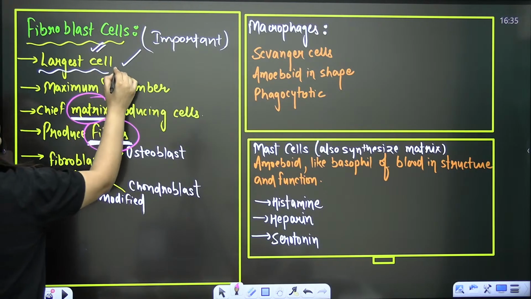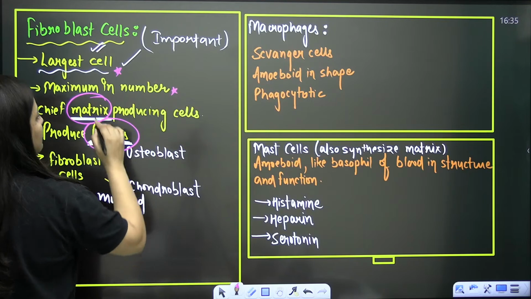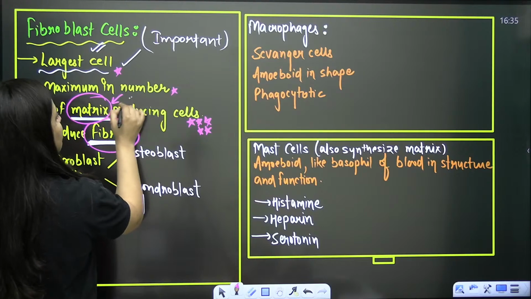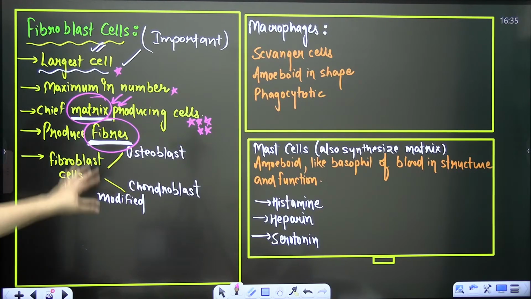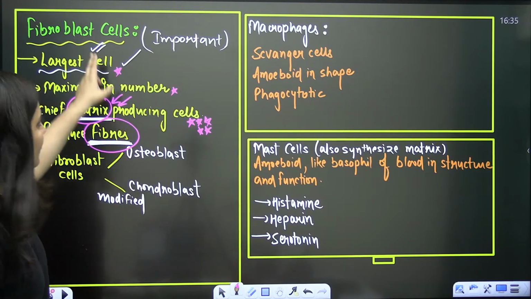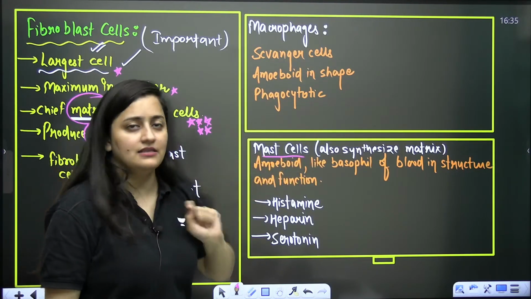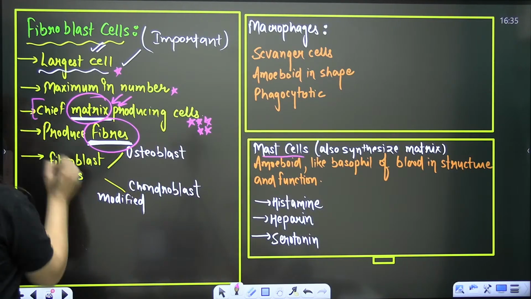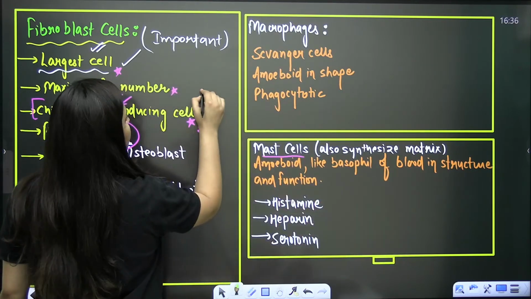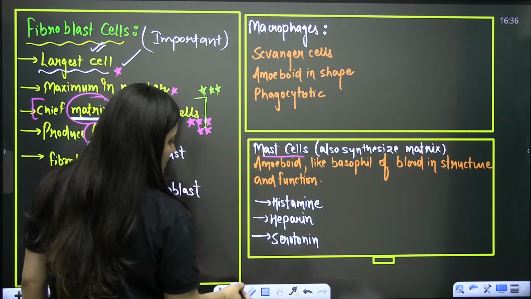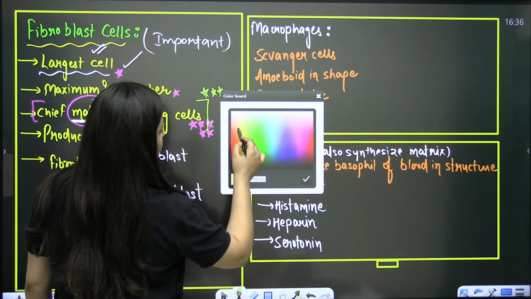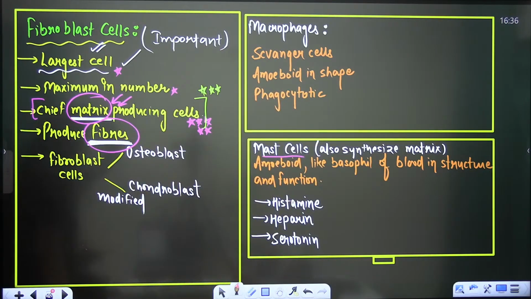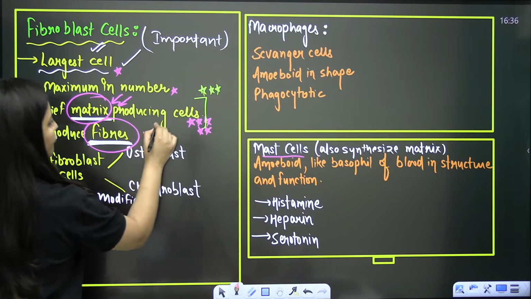As I said, it is the largest cell, maximum in number. It is a chief matrix producing cell. So it is the one which will form the ground substance. The matrix, the ground substance, will be formed by your fibroblast as well as your mast cells. Both of them form the matrix, but the chief matrix producing cell is the fibroblast. So it is important, and you can get a question in the paper on that. It will also form fibers.